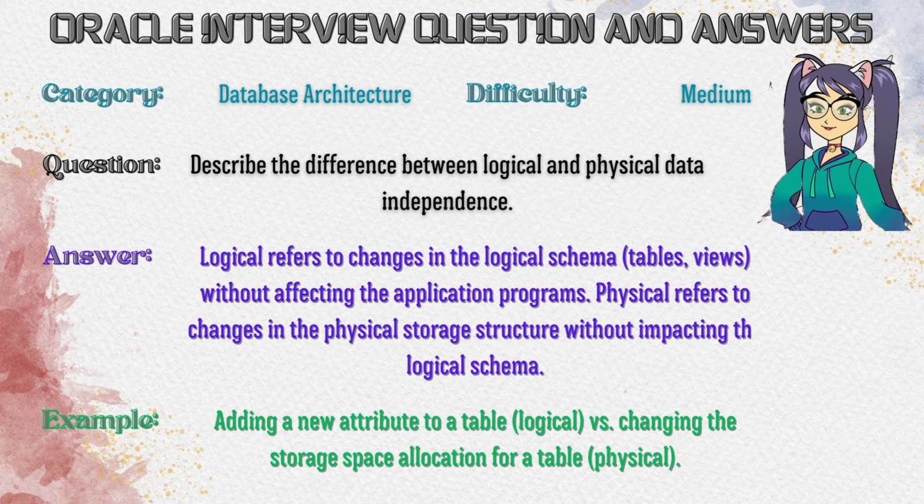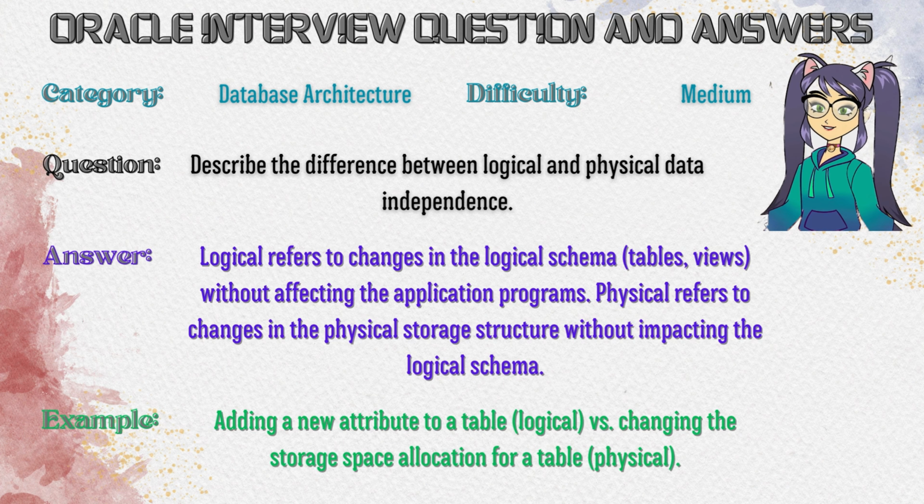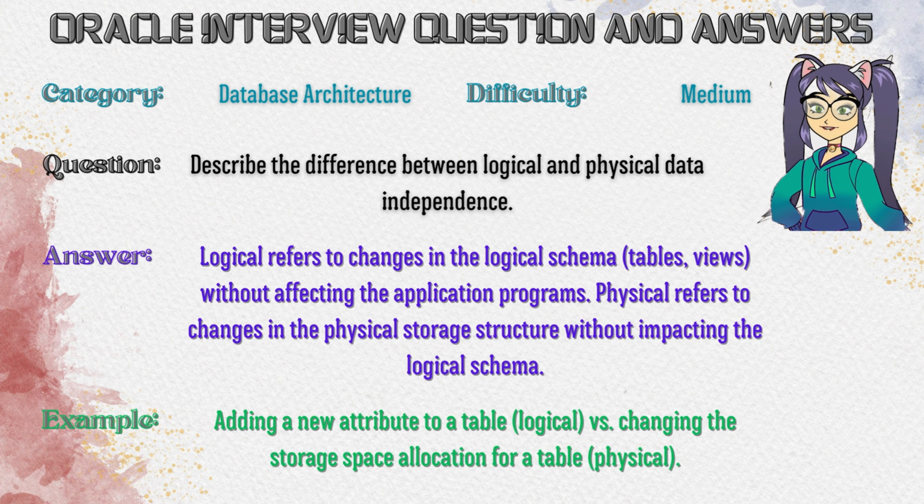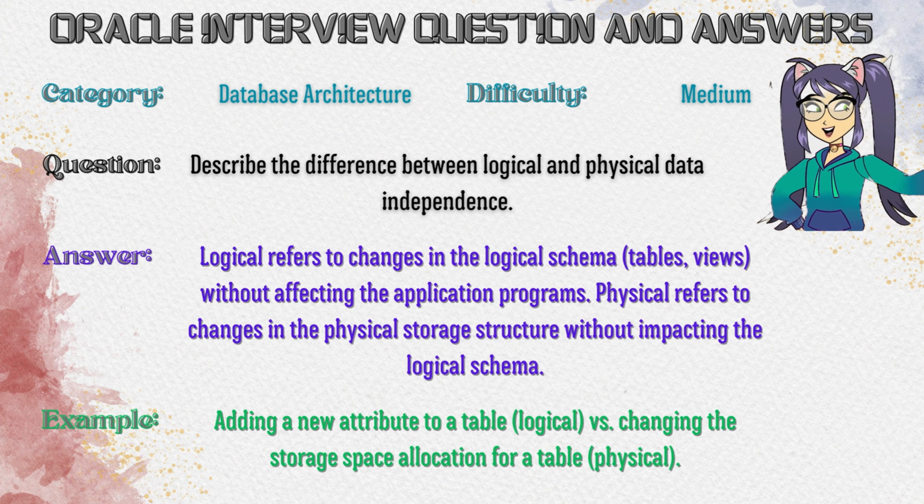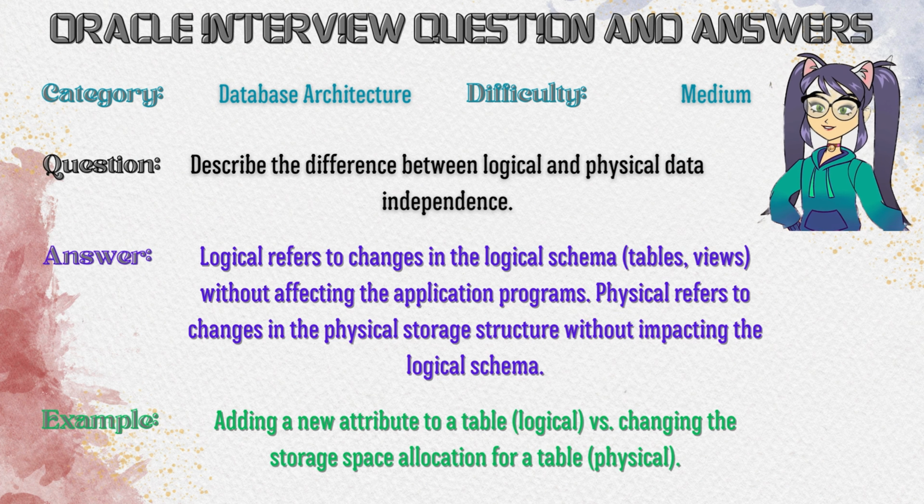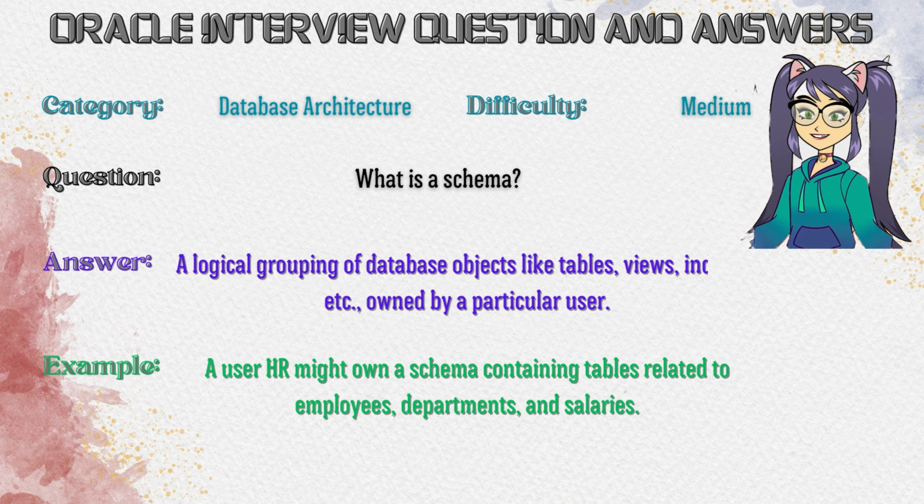Next question, describe the difference between logical and physical data independence, and the answer is logical refers to changes in the logical schema, tables, views, without affecting the application program. Physical refers to changes in the physical storage structure without impacting the logical schema. For example, adding a new attribute to a table: logical, versus changing the storage space allocation for a table: physical.